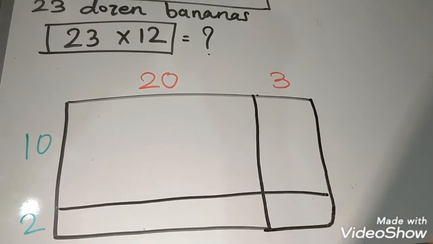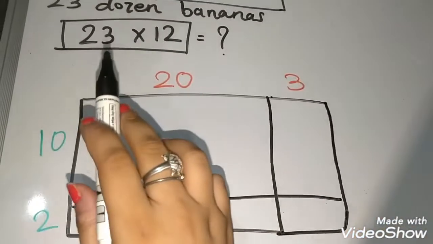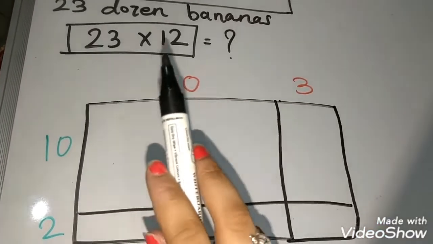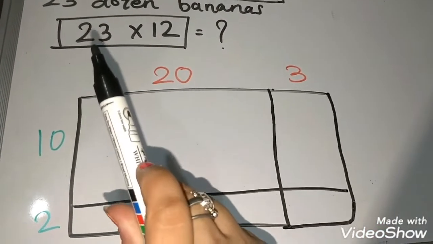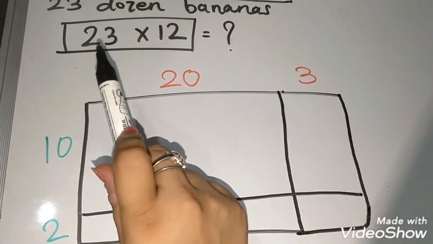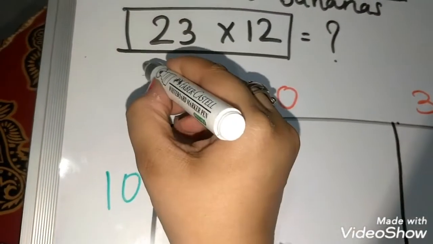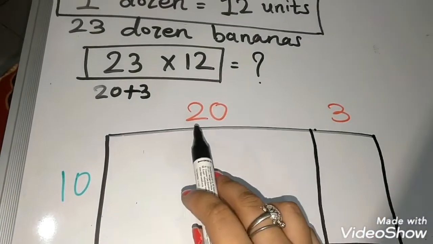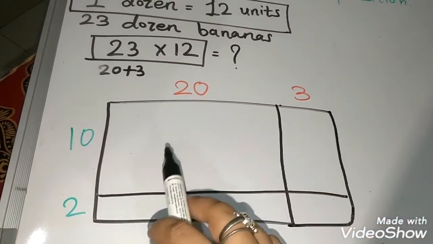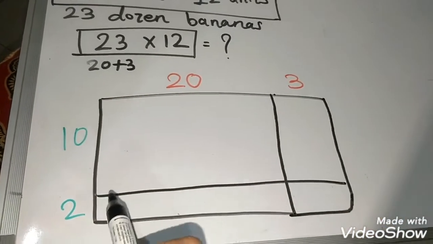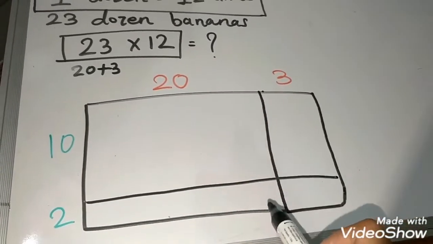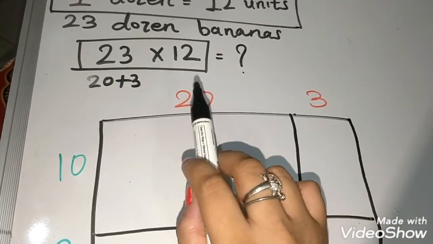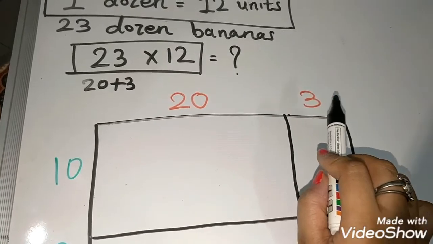To multiply 23 times 12, we need to expand both the numbers first. If I want to expand 23, I will expand this number as 20 plus 3. So here I have written 20 and 3. First I have to make a table like this, a rectangle, and then a horizontal line and a vertical line. Then 23 I have expanded and I have written 20 and 3 here by doing 2 partitions.